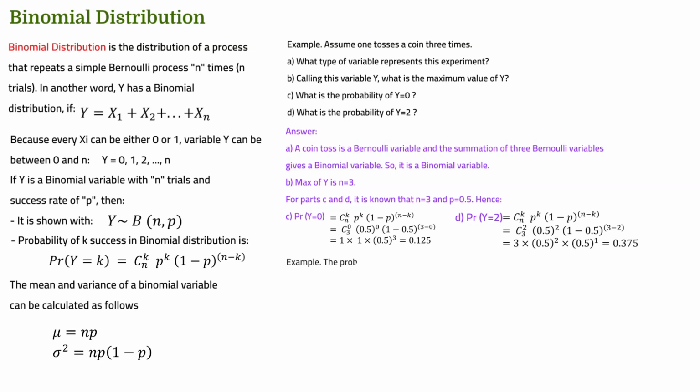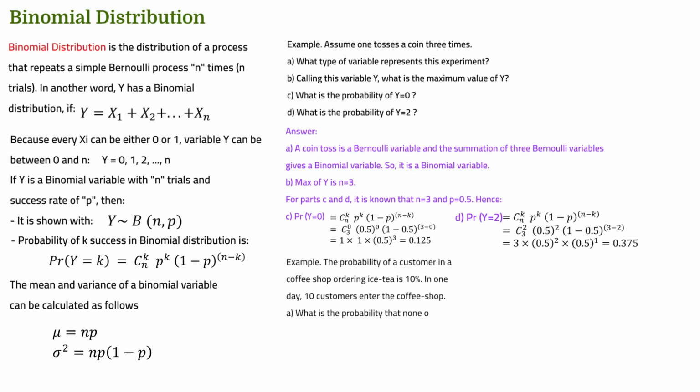Here is another example. The probability of a customer in a coffee shop ordering iced tea is 10%. In one day, 10 customers enter the coffee shop. A, what is the probability that none of them order iced tea? B, what is the probability that at least one of them orders iced tea? C, what is the mean and variance of the variable? Okay, now pause the video, use the binomial distribution, and answer this question.